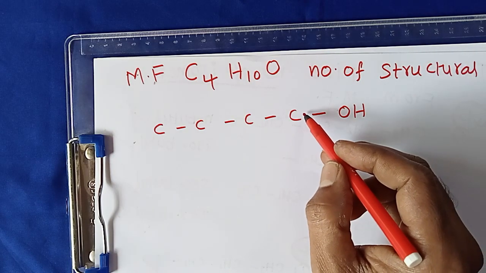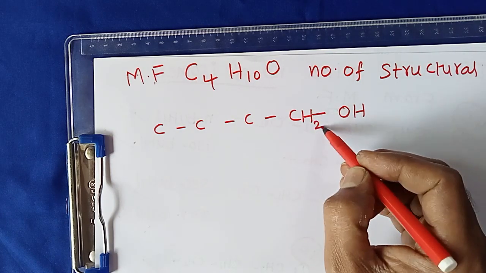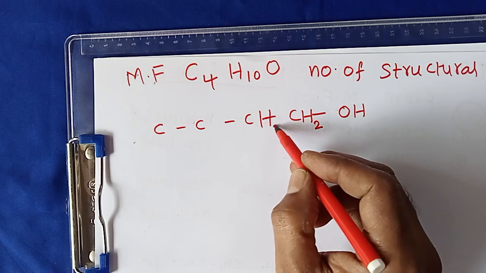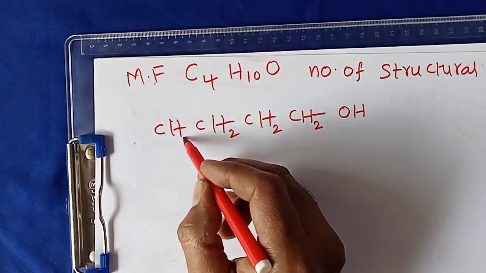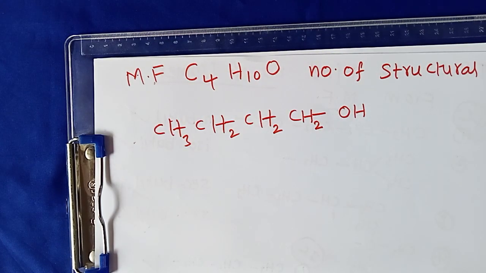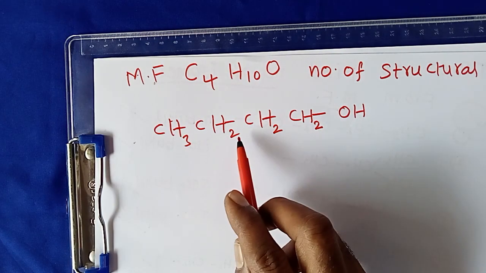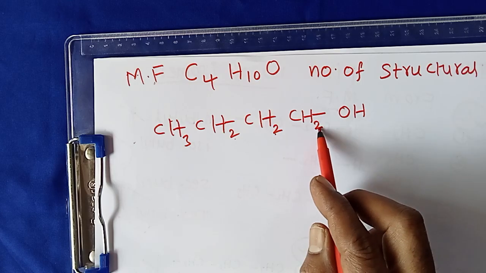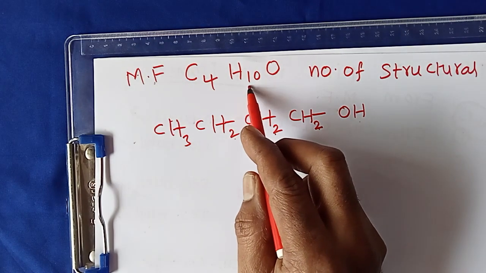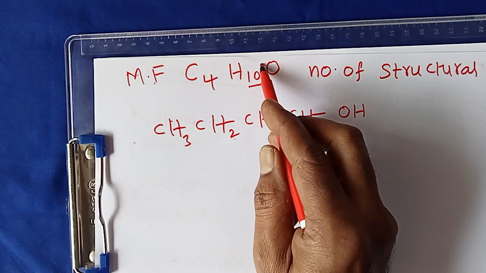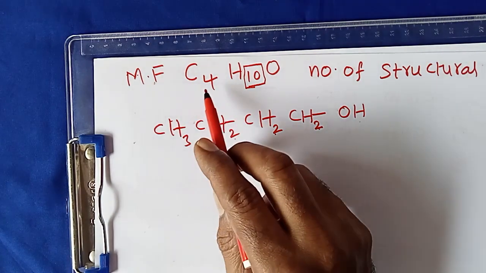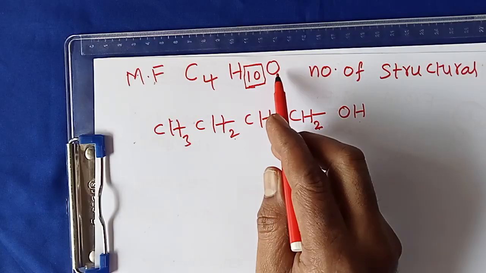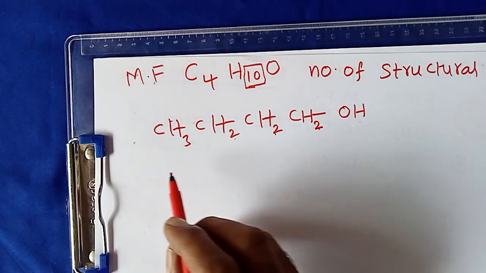Now you can try this. Here how many hydrogens? 2 hydrogens. Here 2 hydrogens. Here 2 hydrogens. Here 3 hydrogens. So 3 plus 2 is 5, plus 2 is 7, plus 2 is 9, plus 1 is 10. The number of hydrogens plays an important role here. 10 hydrogens, 4 carbons, 1 oxygen. Aldehyde also possible?